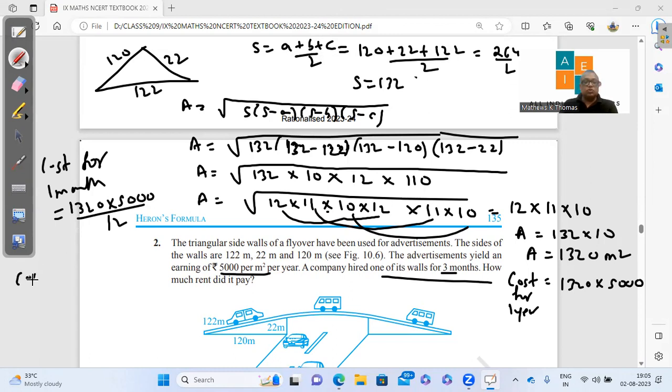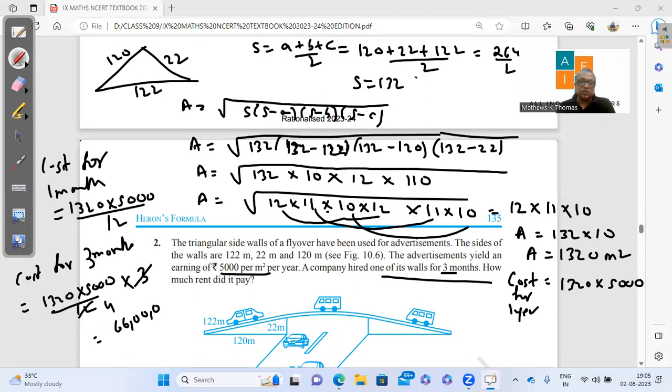So cost for 3 months, therefore, will be 1320 into 5000, which was for the full year, divided by 12, that's for 1 month, multiplied by 3, because we want for 3 months. So I'll cancel this. When I multiply this, I'm going to get 66 lakhs divided by 4. So this is rupees 16,50,000. So for 3 months, I need to pay 16,50,000.